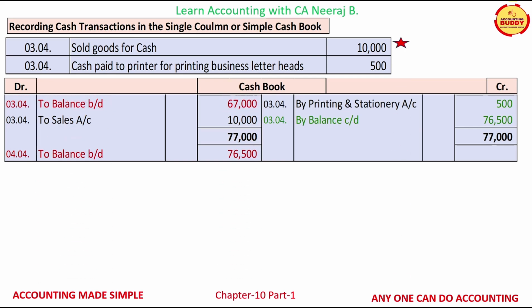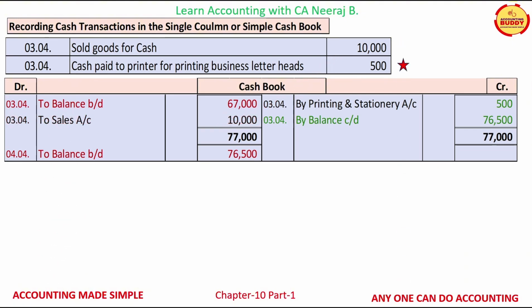On 3rd April, goods were again sold for $10,000 in cash. This cash inflow transaction of $10,000 will be recorded on the left hand debit side on 3rd of April by writing the words to sales account.